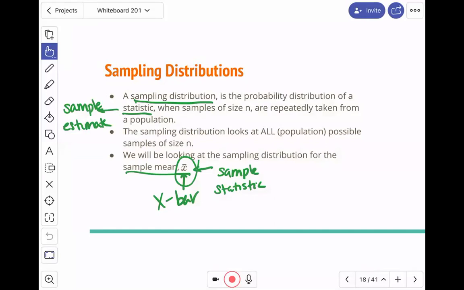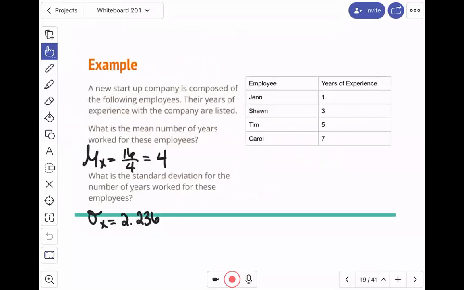In a sampling distribution, you're looking at all possible sample statistics from any given sample that you look at. In our case, we're really focused on the sample mean, which we call X bar. So we're going to look at the X bars. Then we went through this example where we calculated the mean of the population. You have these 4 employees with their years of experience. We calculated the mean of these 4 employees. We got 4. Calculated standard deviation. We got 2.236, right?